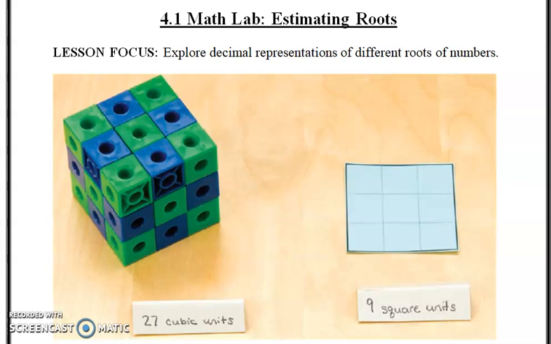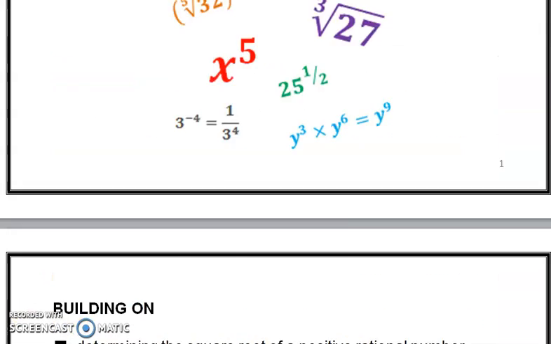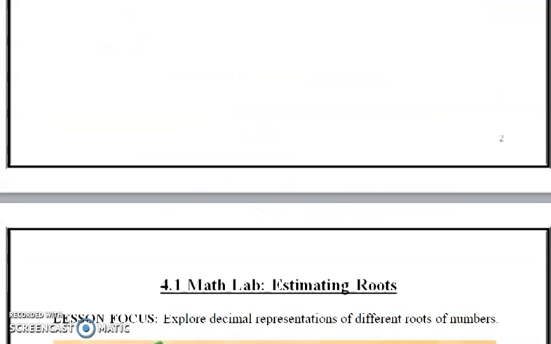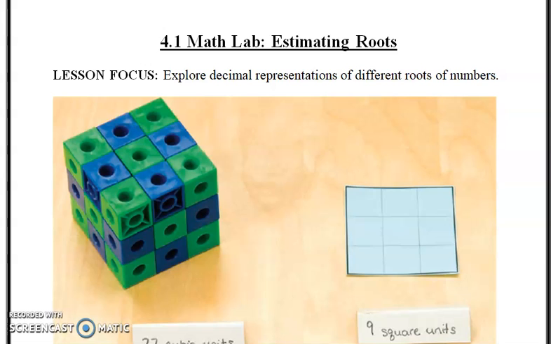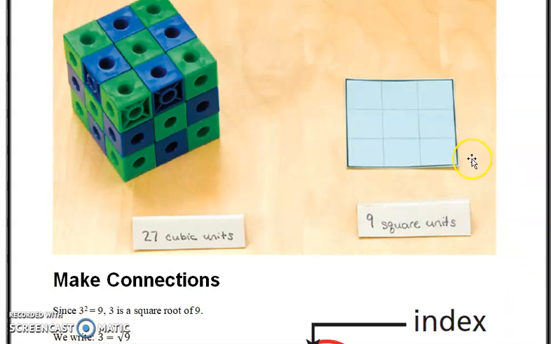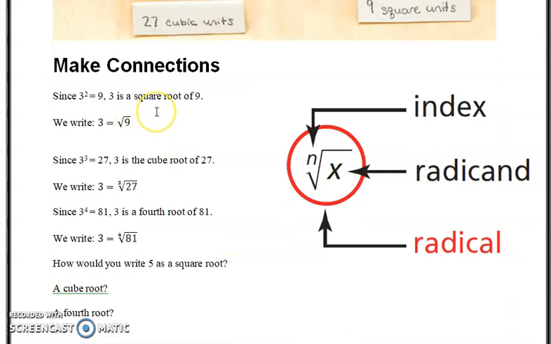We're going to be starting, we're looking at roots and powers, the name of the chapter. There we are, roots and powers. So we're going to look at 4.1 to begin the chapter. It's just an estimating exercise on estimating roots for Chapter 4. So we're going to explore decimal representations of the different roots of numbers. So you can look here at making the connections.